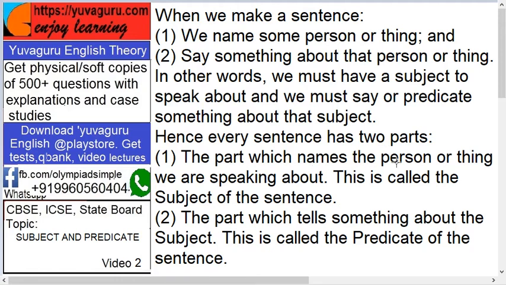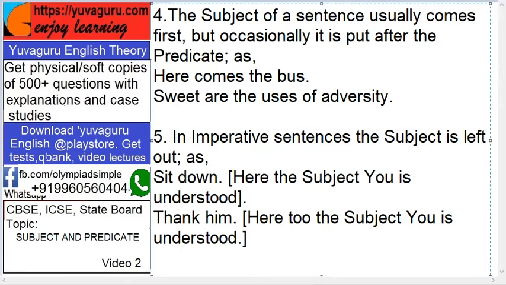The part which names the person or thing we are speaking about is called the subject of the sentence. The part which tells something about the subject is called the predicate of the sentence. Remember subject and predicate, important parts. In all the sentences we have said by now, he is walking, I am talking, I, he, they come first. So the subject of a sentence usually comes first, but occasionally it is put after the predicate also.